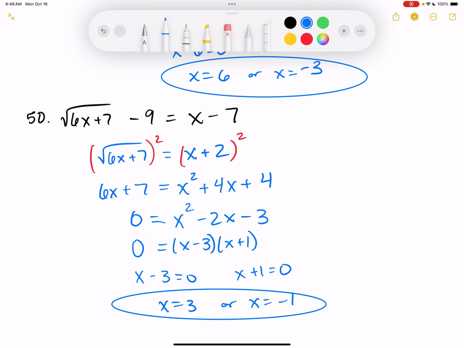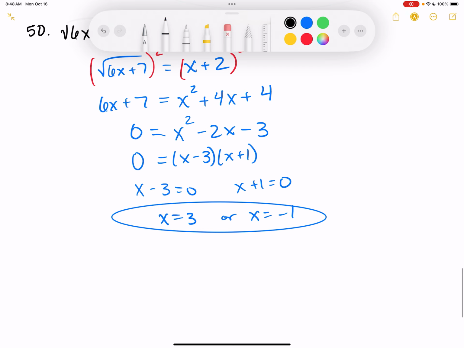All right, so this next problem that I'm going to do, it's the same principle, but it gets a little harder because I now have a square root on both sides. So, the square root of x plus 5, plus 2, is equal to the square root of x minus 1.